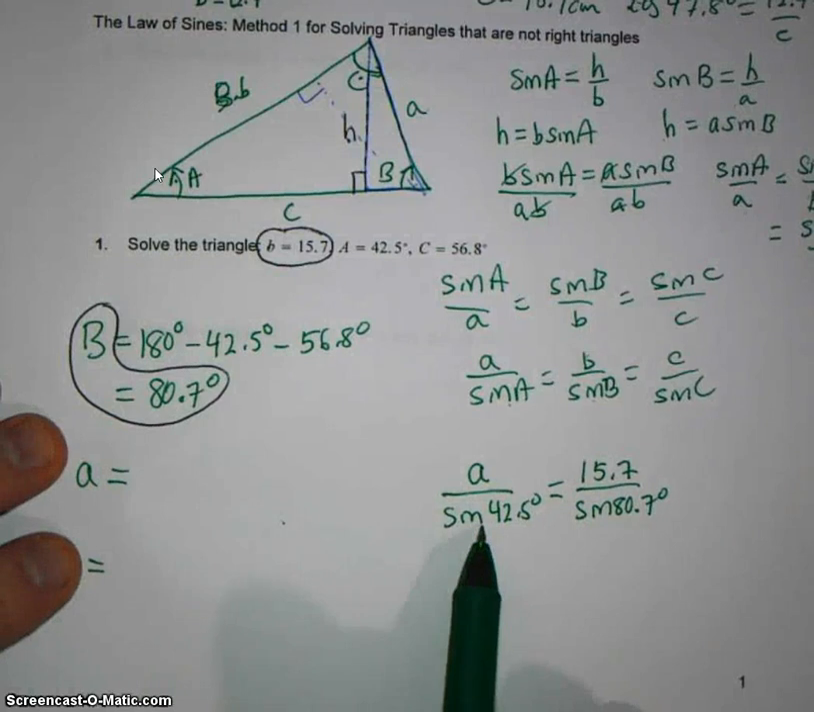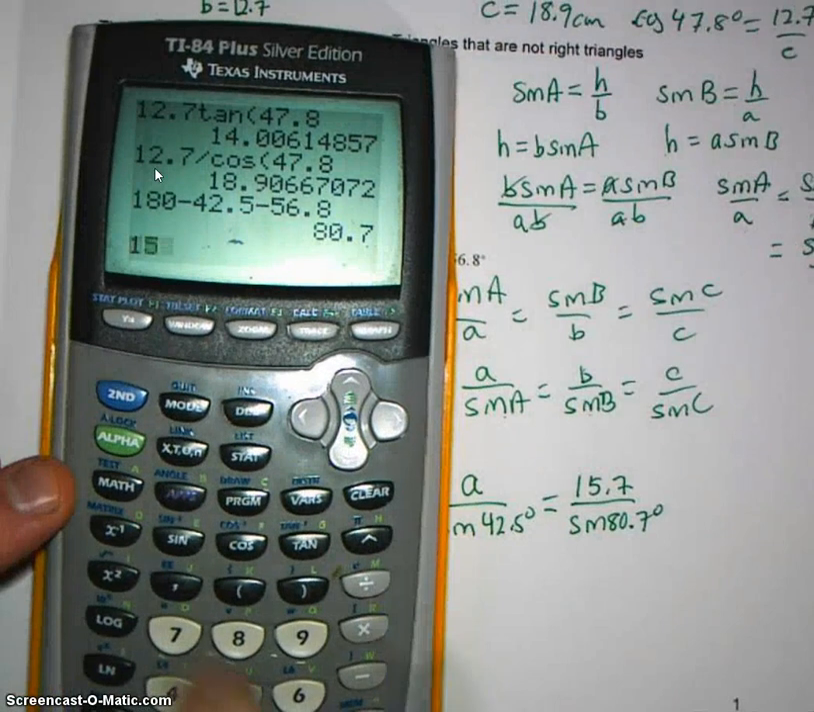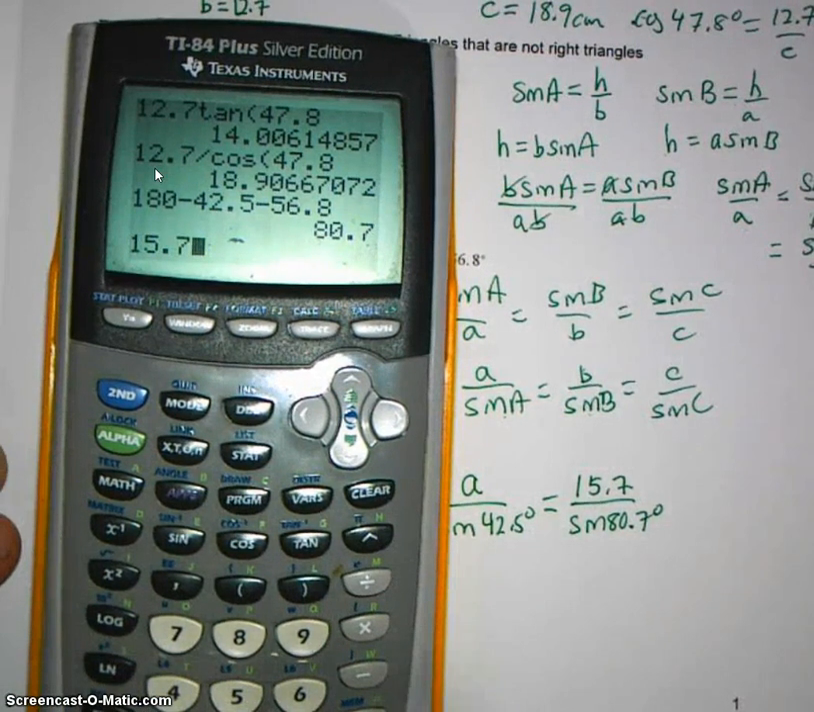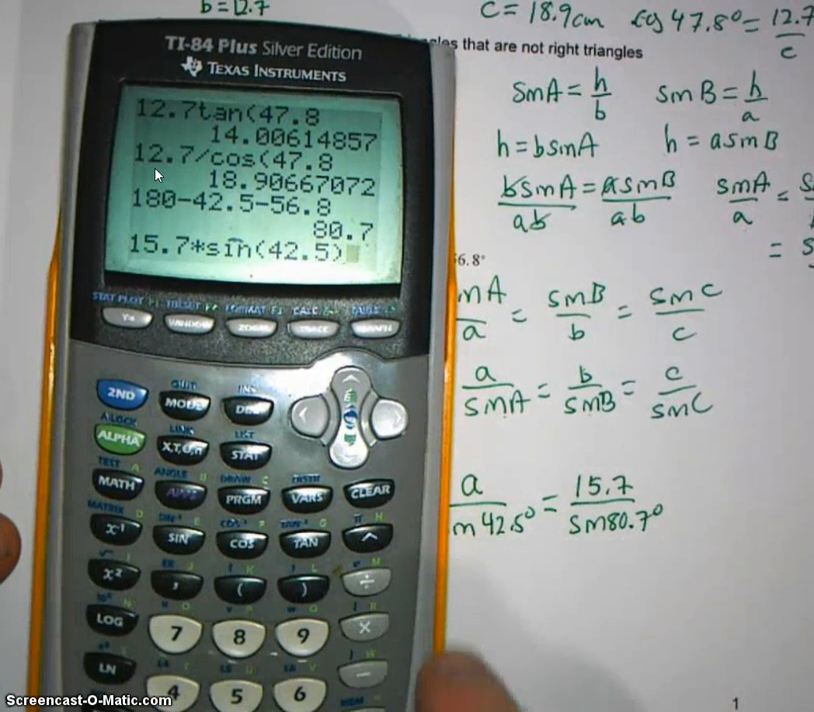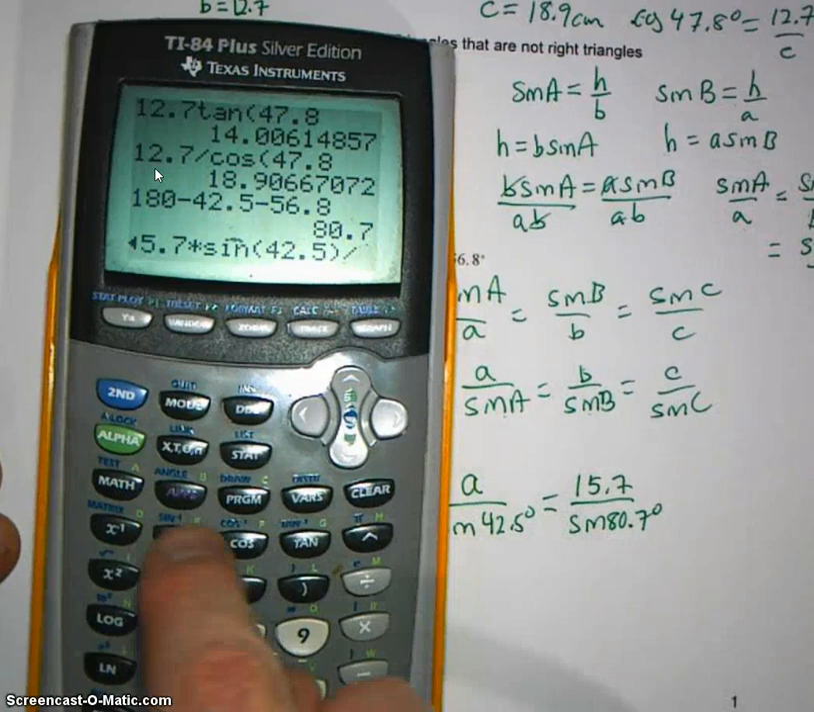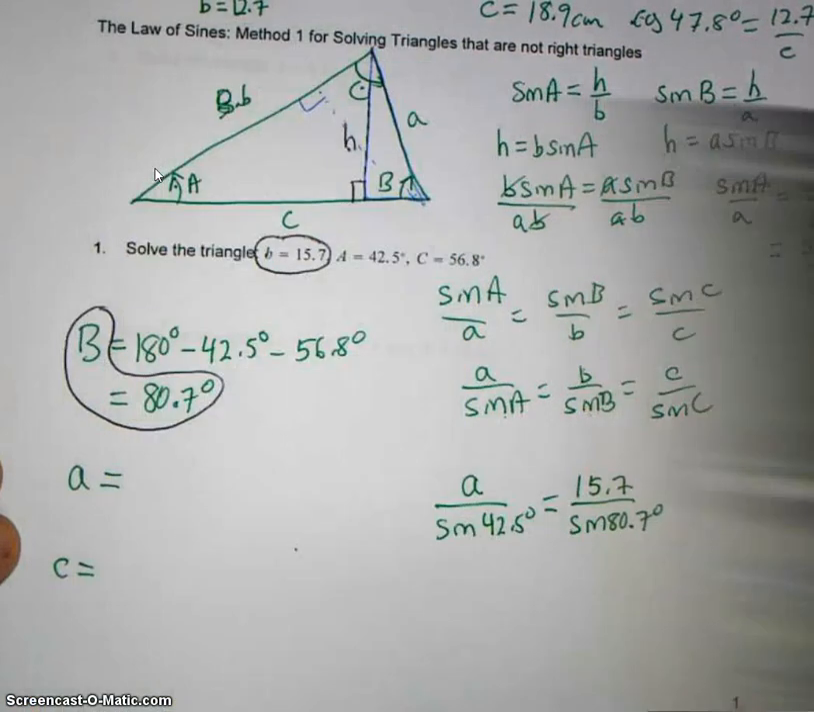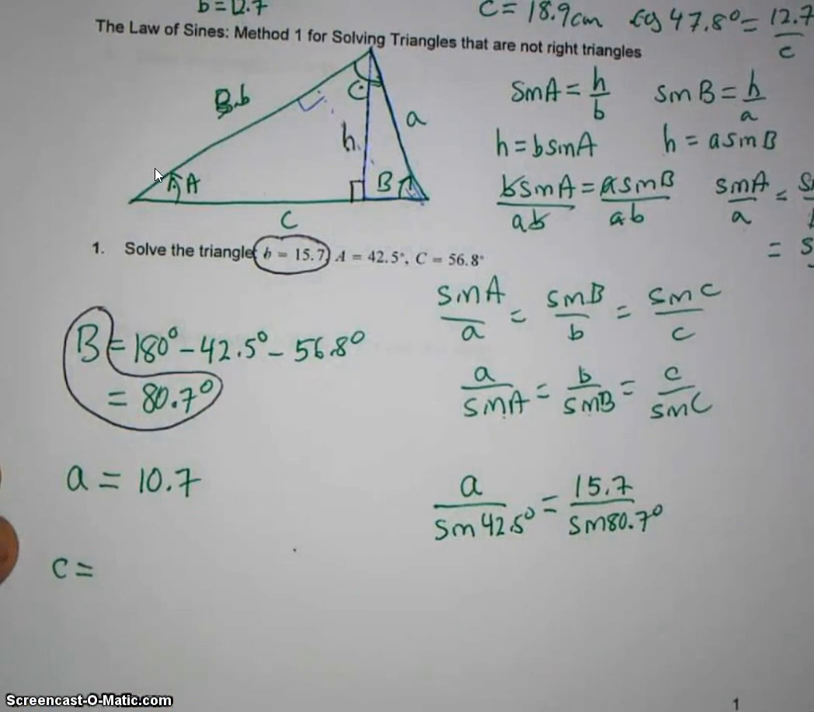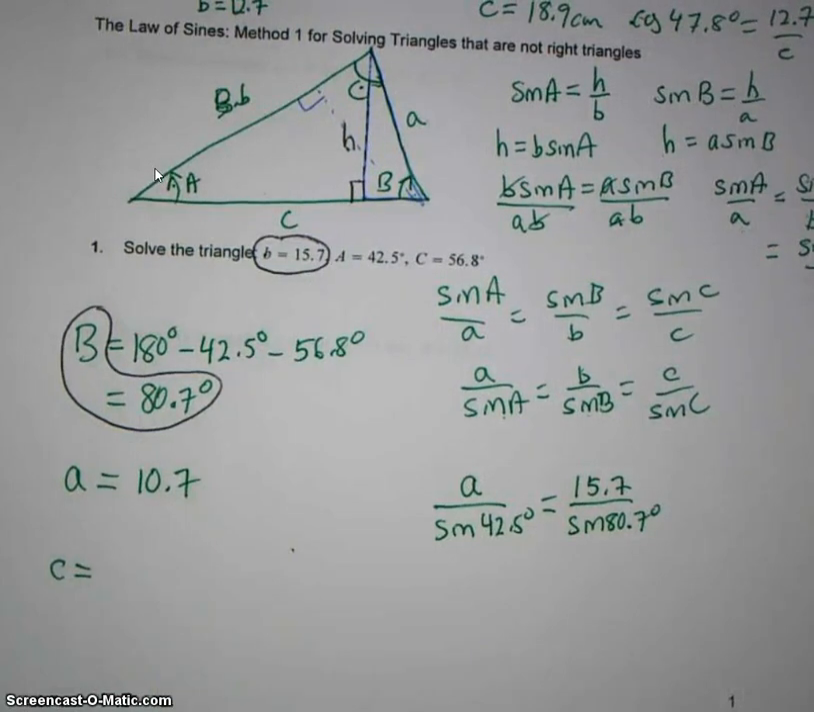So to get the little a by itself, I would multiply by sine 42.5. So I'm going to take 15.7 times sine 42.5, and then divide it by sine 80.7. And we'll call it 10.7. Since we had 3 significant digits here, we'll go with 3 significant digits.